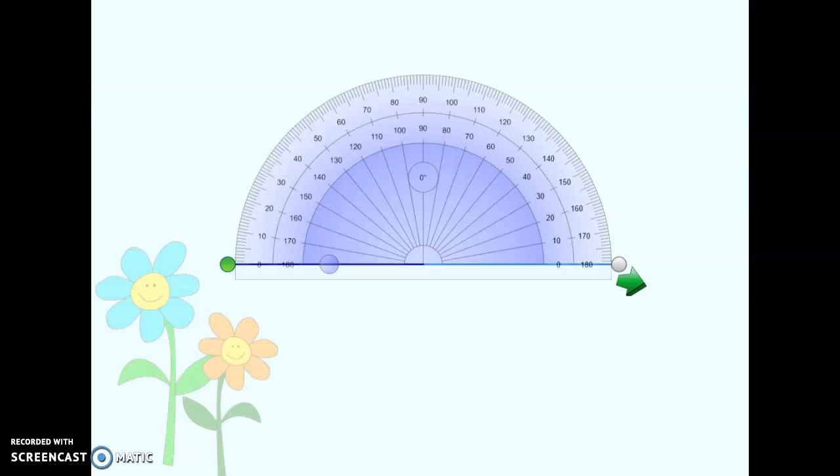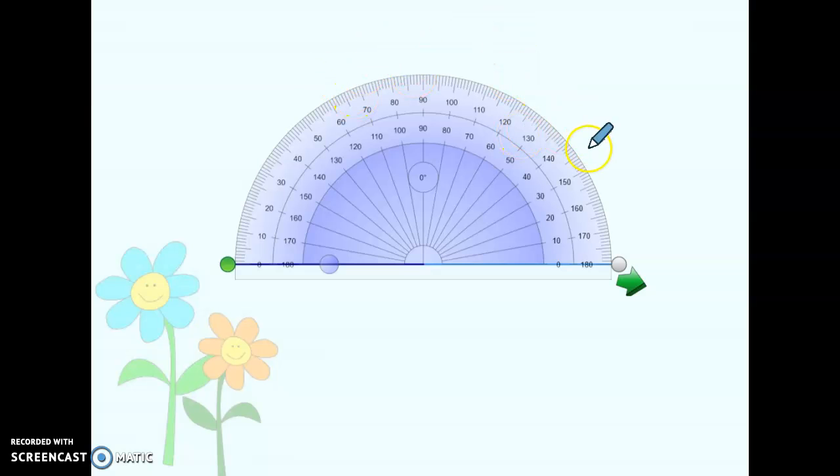But what I want you to do right now is just take a look with me so I can go over the protractor a little bit more, okay? When I look at this protractor right here, you can see that there's two sets of numbers. It kind of looks like a ruler.